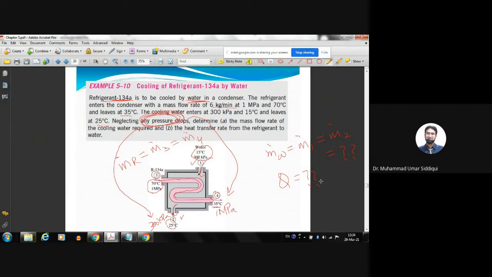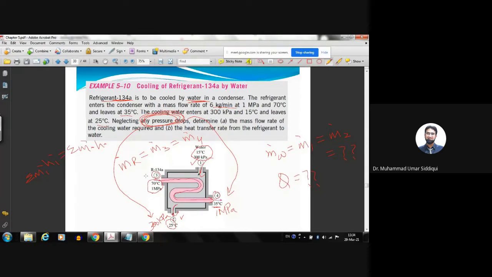Okay, so let's try to solve the problem. First of all, since we need to find the mass flow rates, it's better to consider the whole heat exchanger as our control volume, because then there's no Q. So it becomes really easy to solve, okay? So we have summation m_in h_in equals summation m_out h_out, okay?